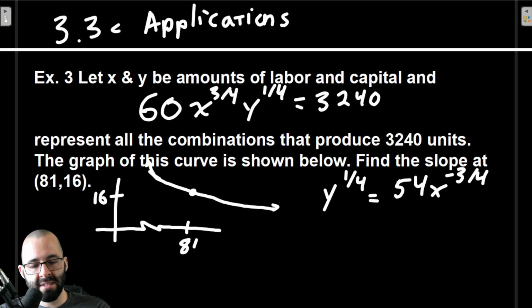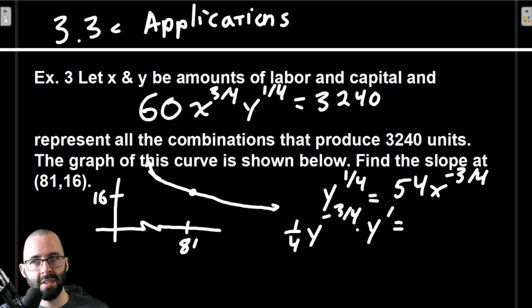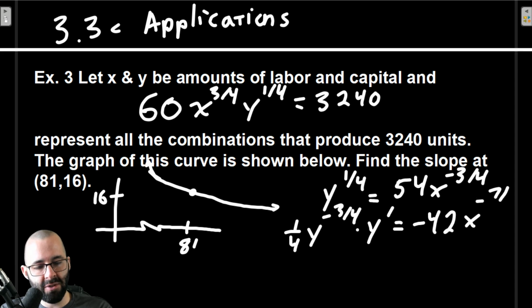The derivative of the left-hand side, power rule. 1/4. Subtract an exponent. It's now negative 3/4. Multiply by the derivative of the inside, which is y prime. Derivative of the right-hand side is going to be negative 3/4. What is 3/4 of 54? I think it's 42. It is 42. It's negative 42. And subtract an exponent, we're going to get x to the negative 7/4.